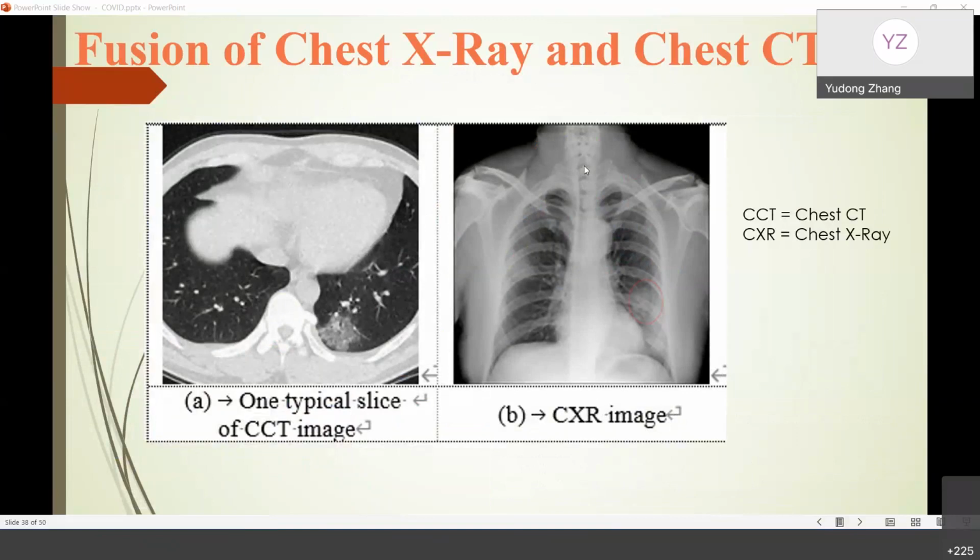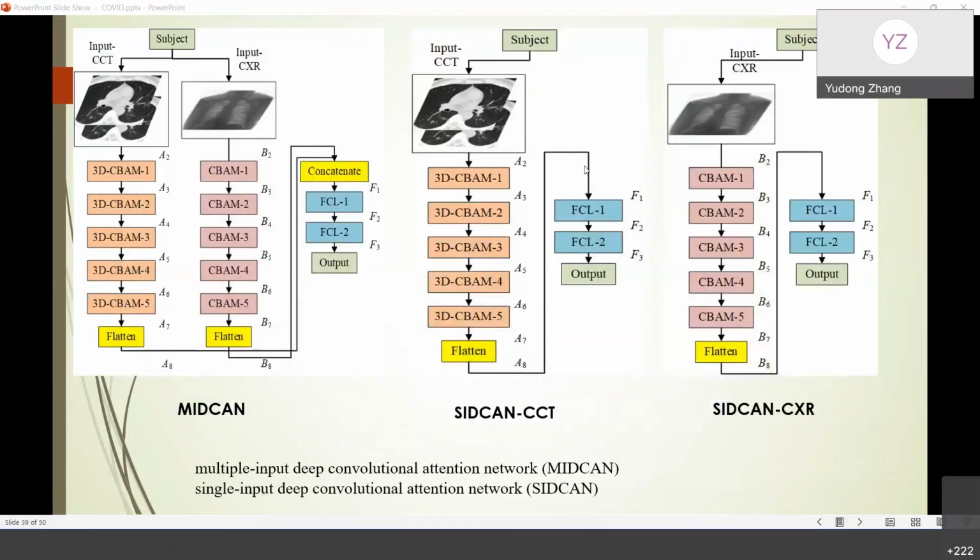And finally, we propose a new method for the fusion of chest X-ray and chest CT. Because we think the X-ray can provide some information, and the CT can also provide some information. Can we fuse them from the hardware? And the answer is yes.